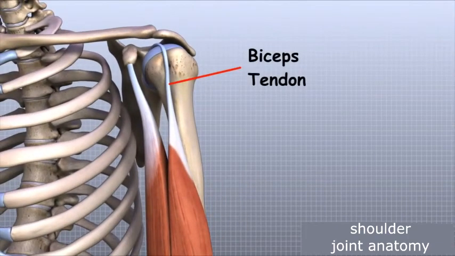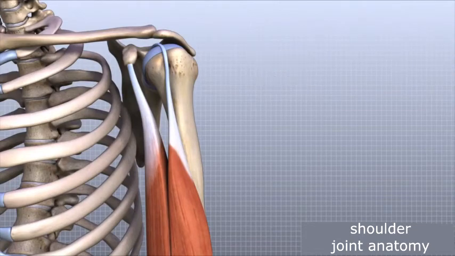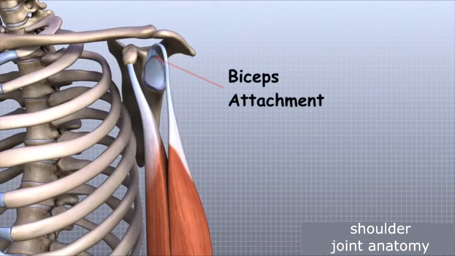Tendons are like ligaments except that they connect muscle to bone. Muscle moves the bone by pulling on the tendons. The biceps tendon runs from the front of the shoulder to the glenoid. At the top of the glenoid, the biceps tendon becomes part of the labrum. Dislocation can be a problem when the biceps tendon is damaged.